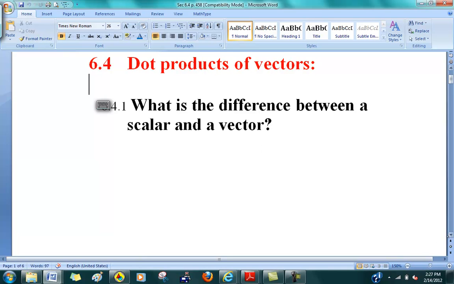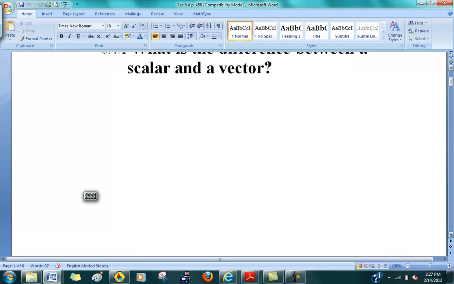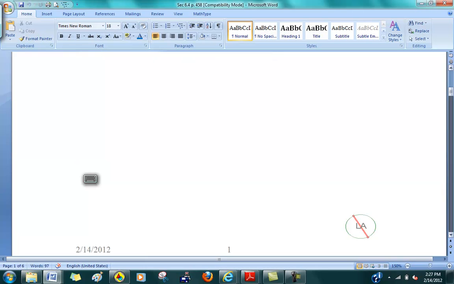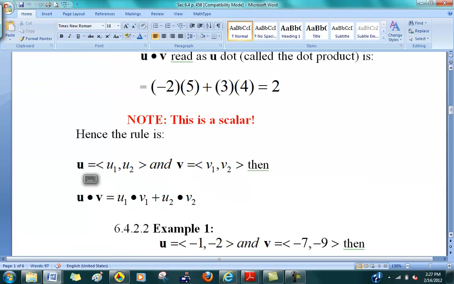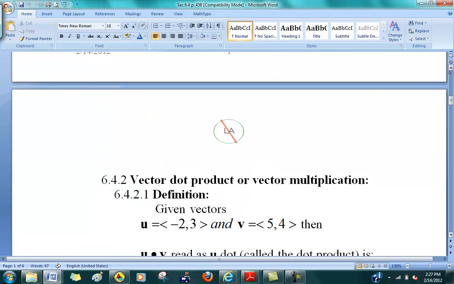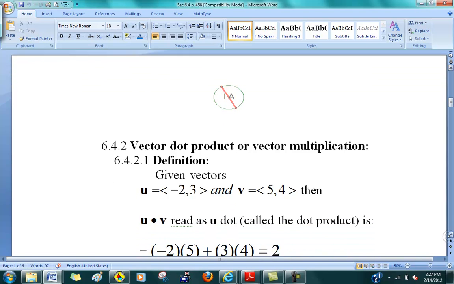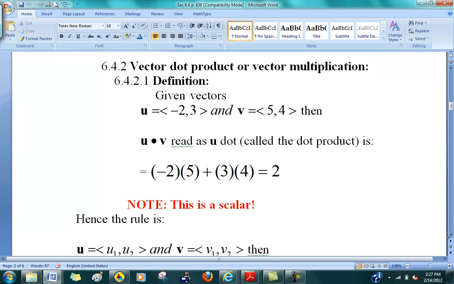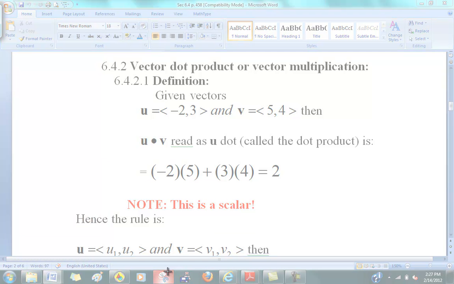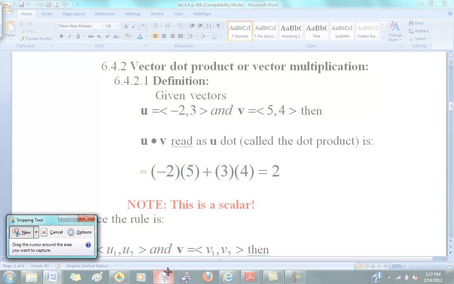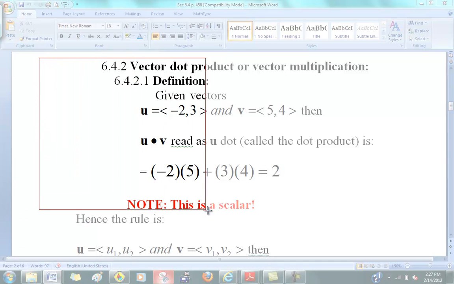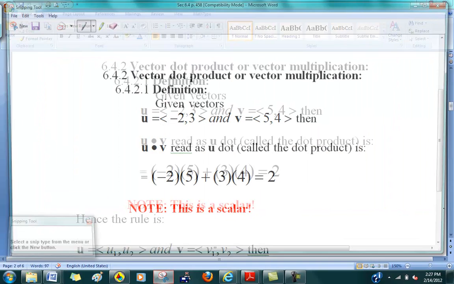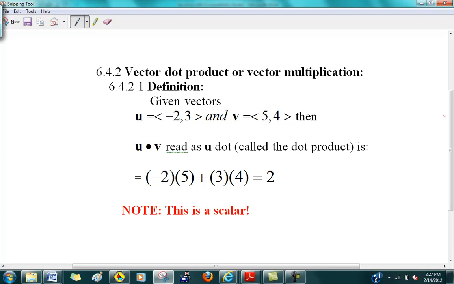So a dot product is really a type of vector multiplication. We've already done vector addition and subtraction. Today we're going to do vector multiplication. And there is really no concept of vector division. Okay. So what's a dot product?